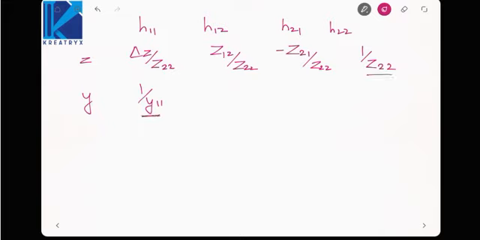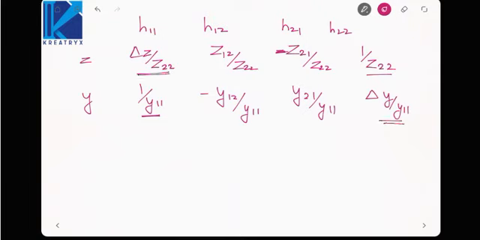Then H12. H12 will be minus Y12 by Y11. This will be Y21 by Y11. So if you see, minus is multiplied here, and 22 is converted to 11. And then this will be delta Y by Y11. Delta Z by Z22 is converted to delta Y by Y11. Then the next will be in terms of G parameters.